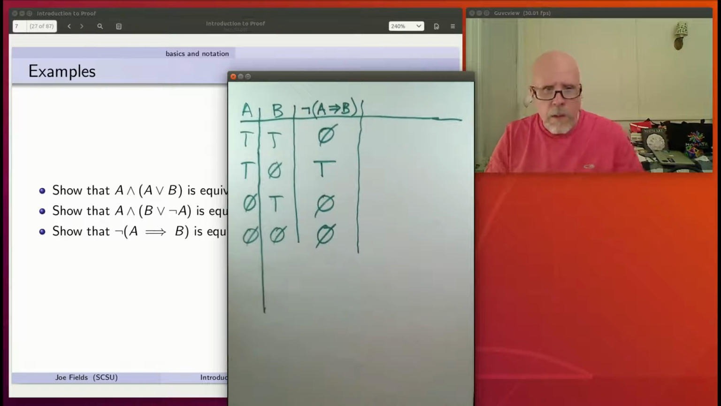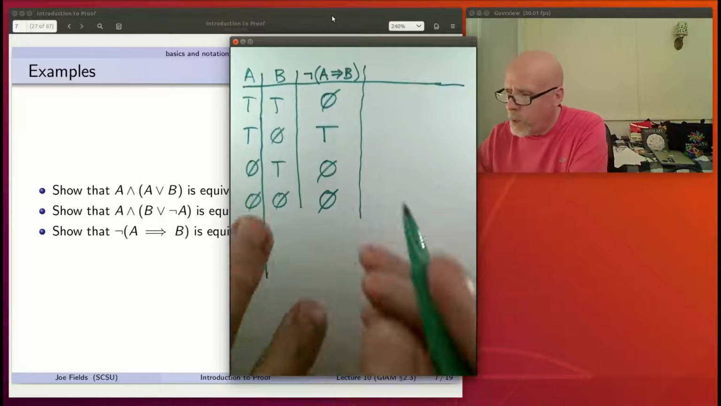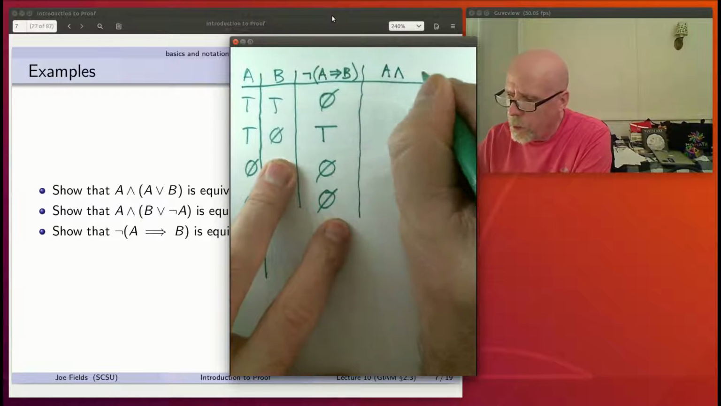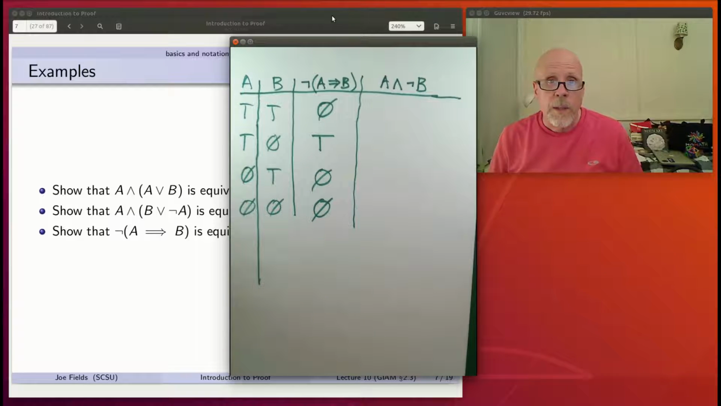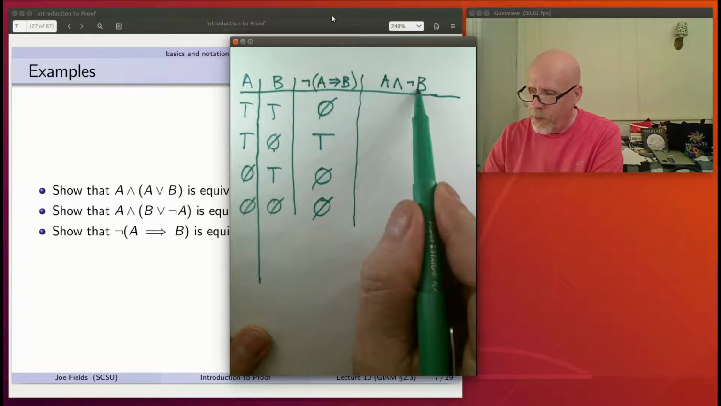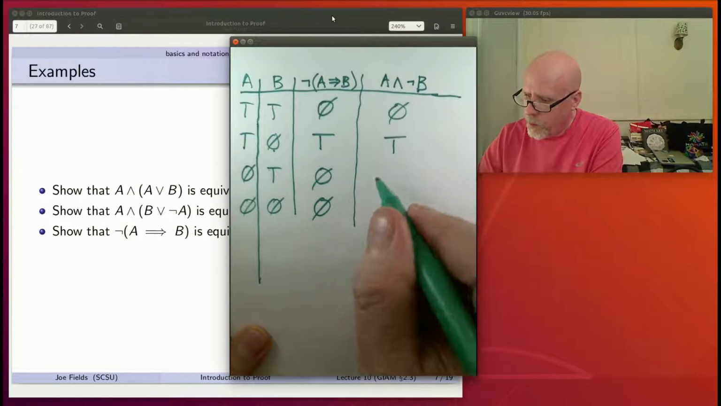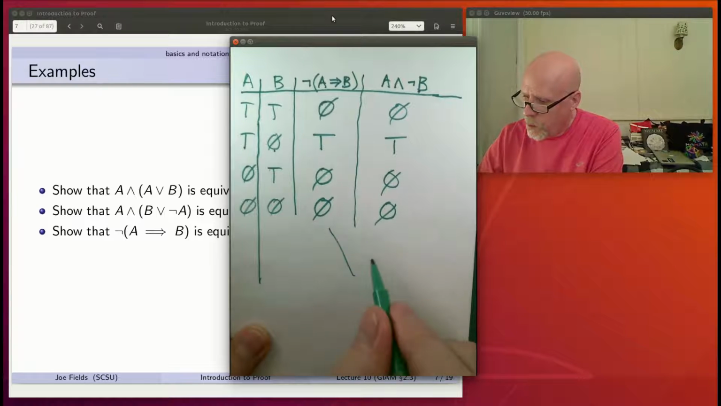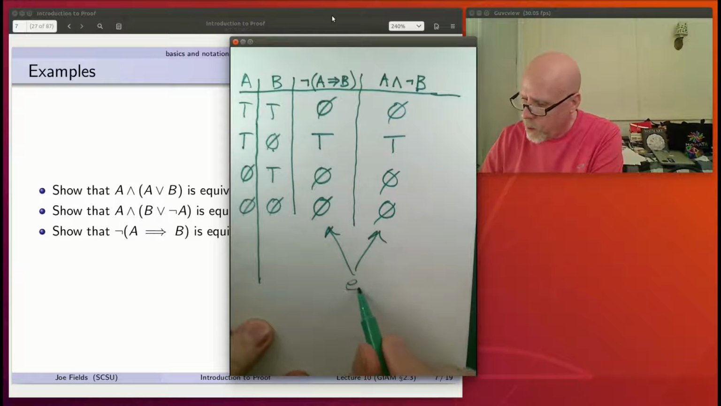What is the other sentence that's underneath my writing area? A and not B. Let me just copy that in. A and not B. I think we're going to be done real quick here, aren't we? Because that's an and. It's true in one position. Where is that one position? Row 2, right? It's row 2 where A is true and B is false. So not B ends up being true. And yeah, you get true here. So what do we get out of these things? Those 2 columns are identical. False, true, false, false in both of them. They're equivalent.